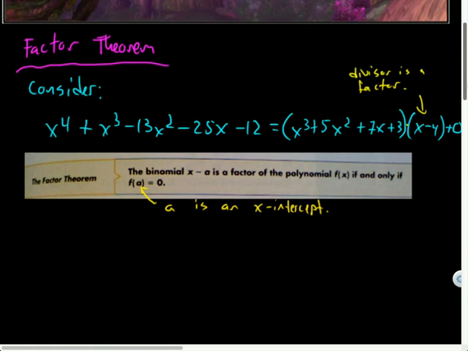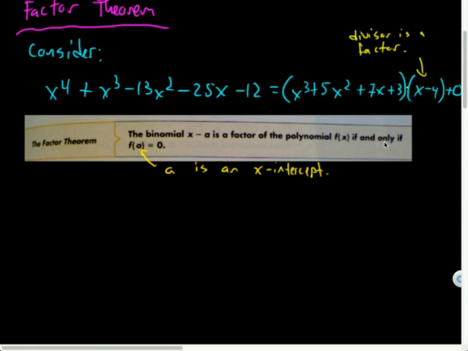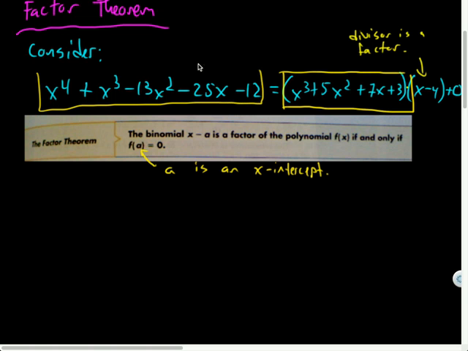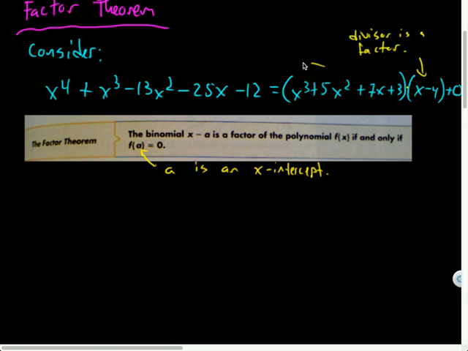So this is just pulling together things that we already knew. If the divisor is a factor, then the quotient I'm left with here has an interesting relationship to the original polynomial. This x minus 4 is telling me that one of the x-intercepts is positive 4. That's telling me that f of 4 equals 0.